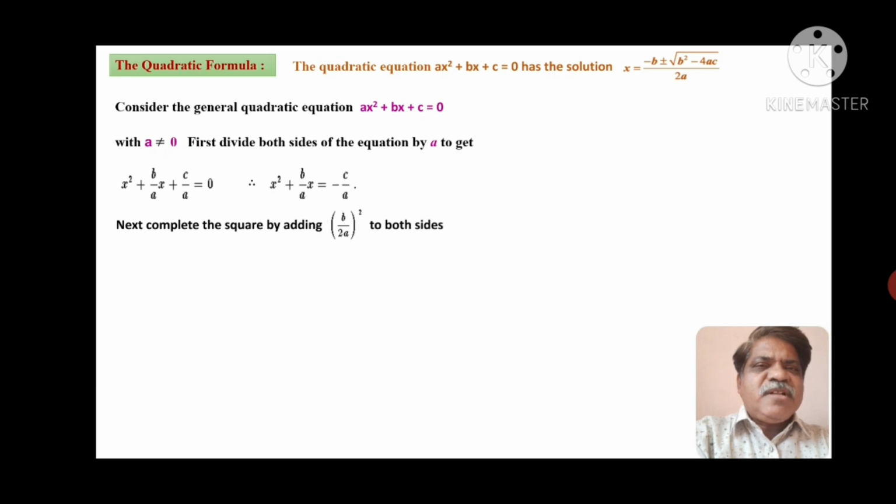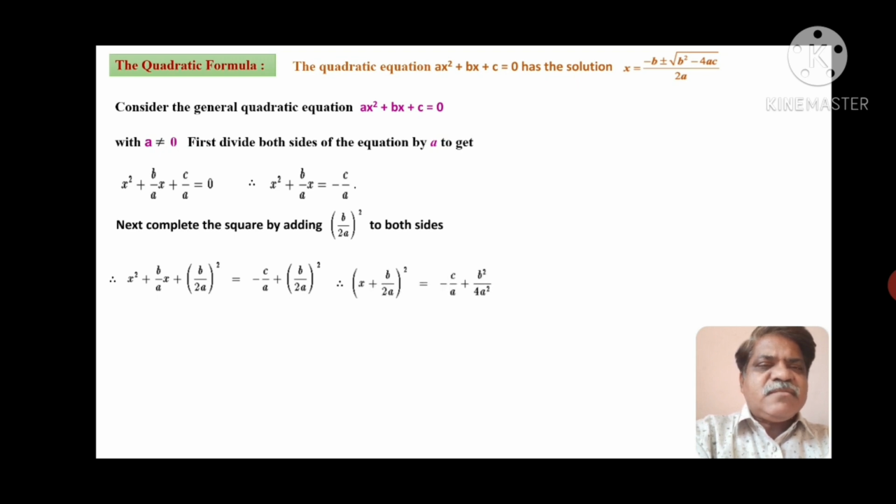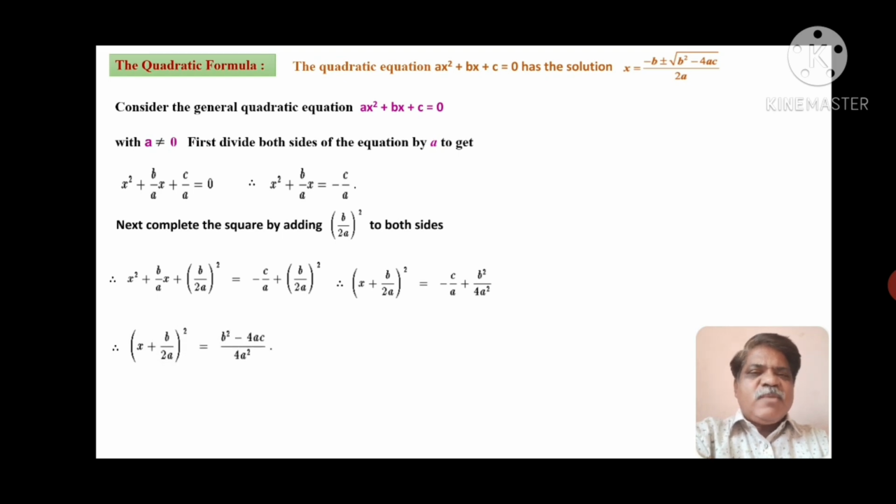Now, we will use the completing the square method. We are going to add the square term b upon 2a whole square to both sides of the above equation. Therefore, x square plus b upon a into x plus b upon 2a whole square is equal to minus c upon a plus b upon 2a whole square. Therefore, the left hand side of this equation is nothing but x plus b upon 2a whole square, which will be equal to minus c upon a plus b square upon 4a square. Therefore, x plus b upon 2a whole square is equal to b square minus 4ac upon 4a square. We have simplified the right hand side.